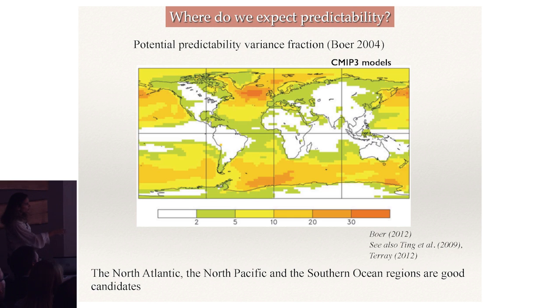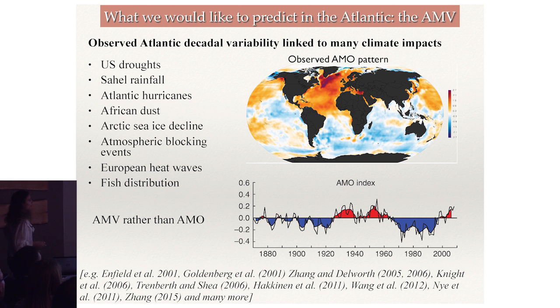And the regions that show up there, it's from a bunch of CMIP3 models, but it's the same from recent models. It's really the North Atlantic, some of the North Pacific, and the Southern Ocean. It means this is where you want to look first. Okay, so why do we have these regions that show up? In the Atlantic, it's because of what we call the Atlantic multidecadal variability. It has attracted a lot of attention over the past decade because of the many climate impacts it's associated with.